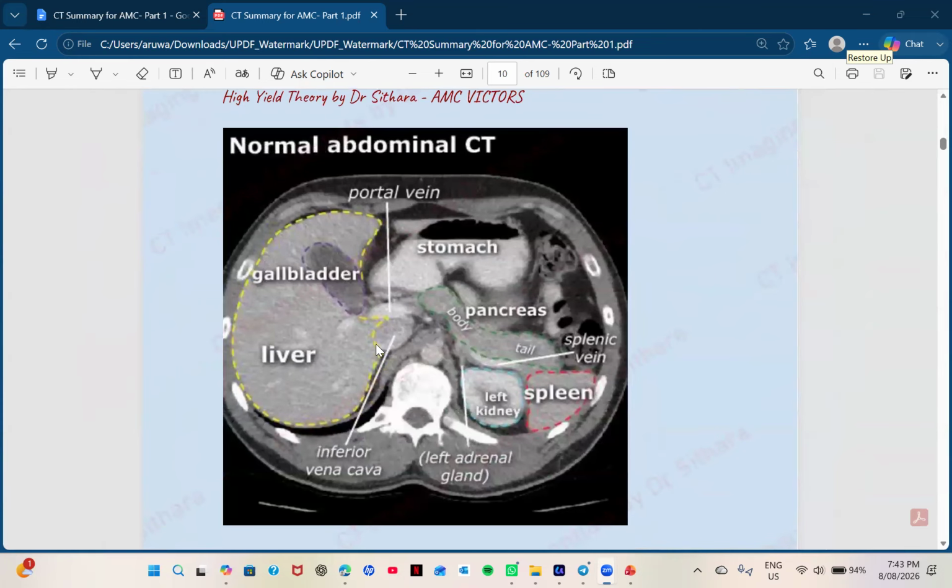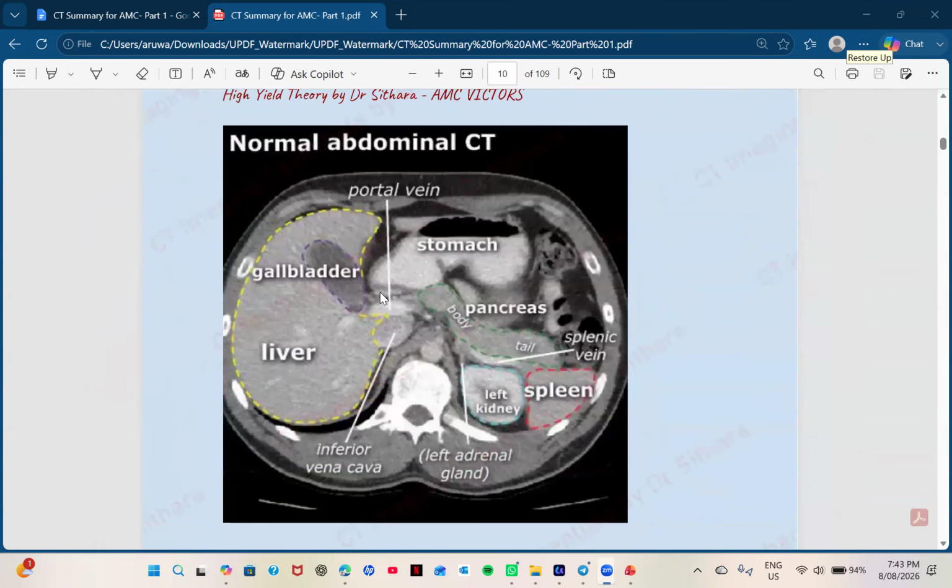So you can see the liver, right? You can see the liver, the gallbladder, and here the inferior vena cava, then the portal vein here. The stomach here, the pancreas, you can see the body and tail. Then the splenic vein here, then the spleen is here, and you can only see the left kidney here.